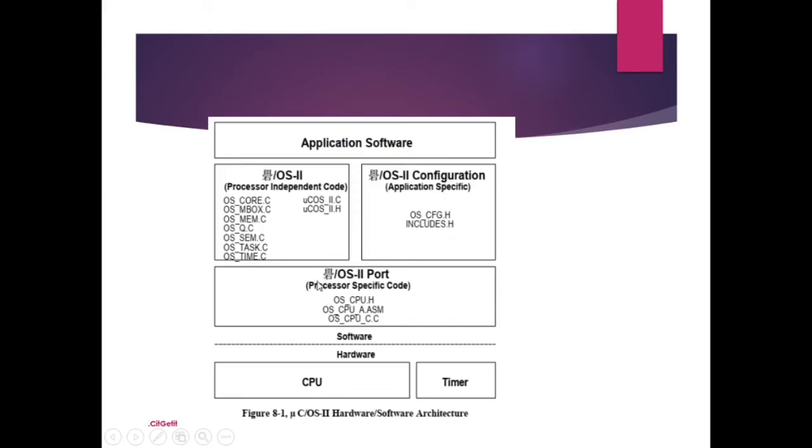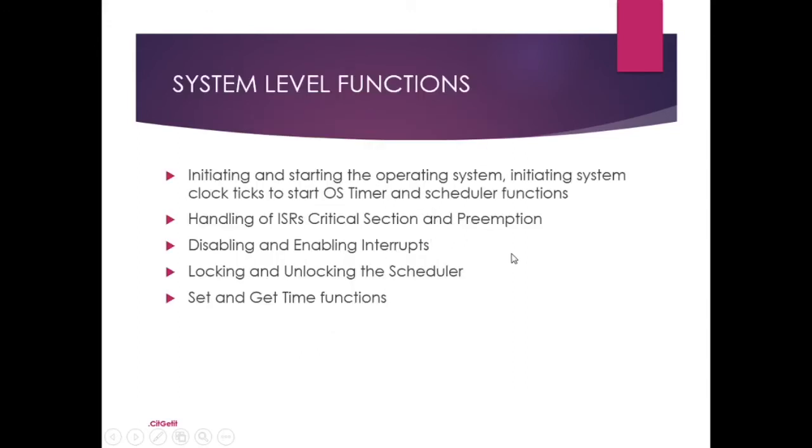Okay, so this is the basic structure of the hardware software architecture related to MicroC OS2. We have the CPU, we have the application software, and in between them we have the operating system part. Okay, so the first part in this MicroC OS2 is related to system level functions of MicroC OS.